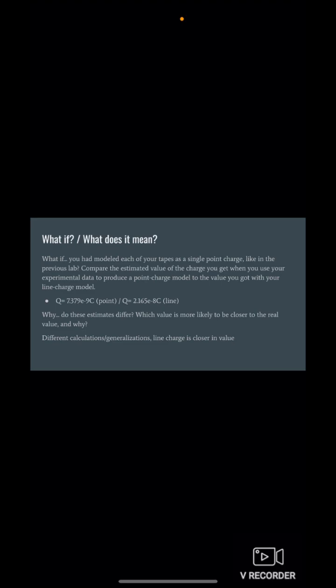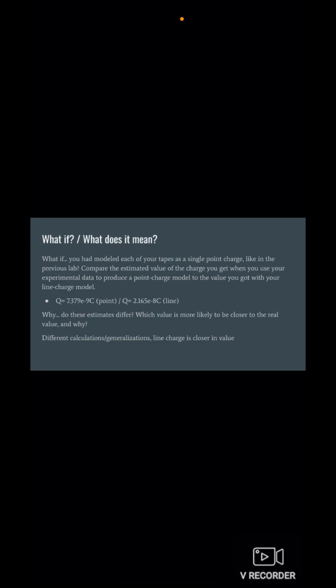Now, for what if and what does it mean? What if you modeled each of the tapes as a single point charge like in the previous lab, and then estimated values for the charges? That's pretty much what we ended up getting: 7.379 times e to the negative 9 coulombs for a point charge. And you can see a very big difference from the charge that we get from a line. That's just because these are different models with different assumptions, and so it really does produce a big difference.